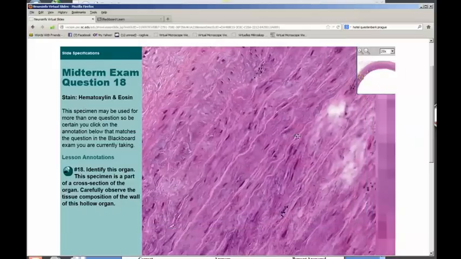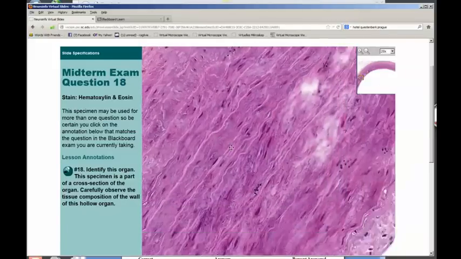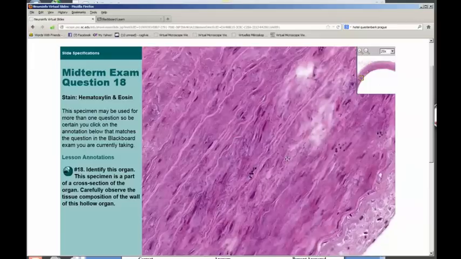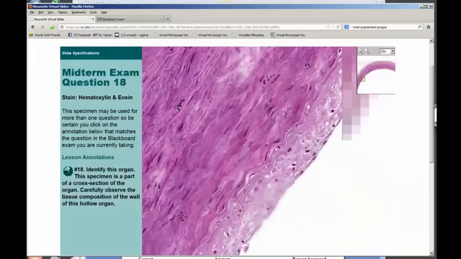adventitia. And then there's multiple layers of elastic membranes with some smooth muscle and fibroblasts between. And then here is the innermost elastic membrane. But it doesn't have just one elastic membrane, it's multiple ones. So that should remind you of the aorta, and this would be the intima, and of course the endothelium.